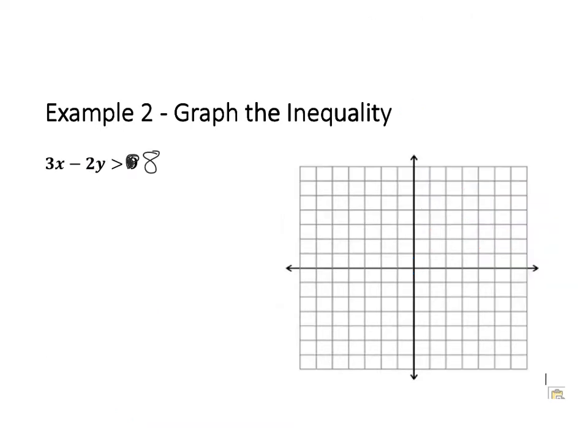Alright, so step 1. What type of line? Well, my inequality is greater than. It's not greater than or equal to, so that means I have a line when I graph it that's going to have open dots and the line's going to be dashed.